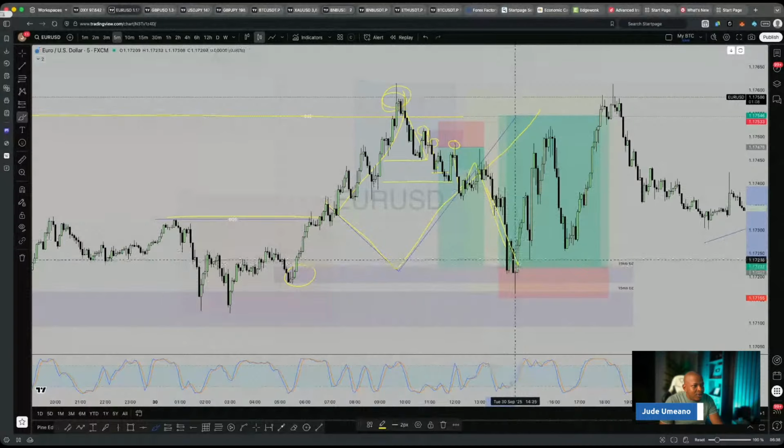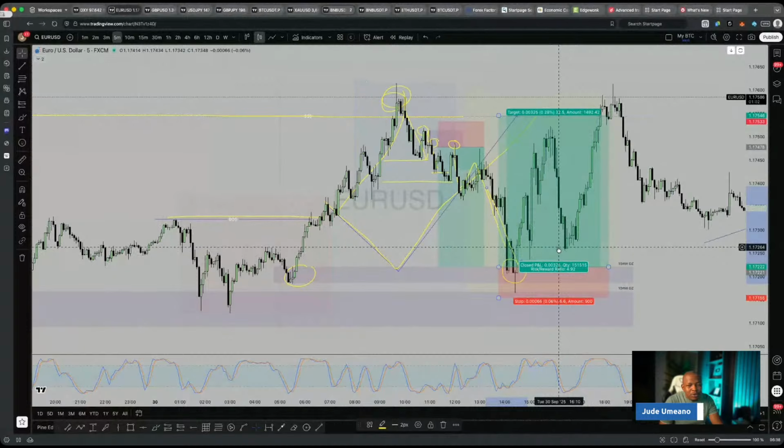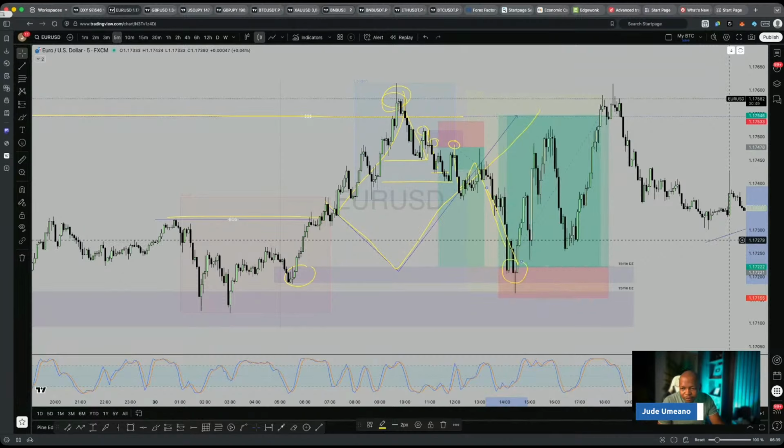So we came down, tapped into it, and we went up again, giving us a 4.92 risk reward. So yesterday in total we were well above 9% in profit if you're risking 1%. Very profitable trade. So that's like a 9x.